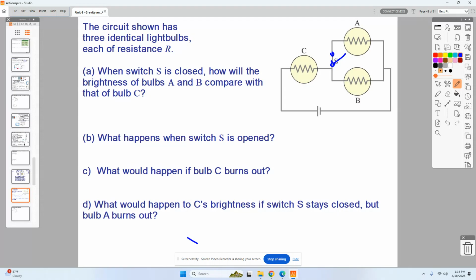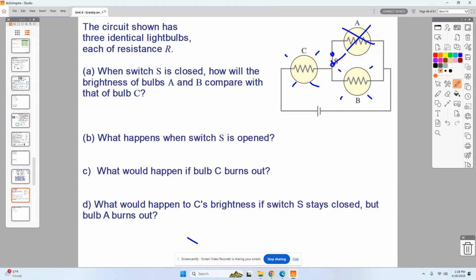It'd be a series circuit instead, and C and B would then just be in series. So what would happen? They would have the same brightness. These would be equally as bright as each other because that path is gone. What would happen to the brightness of C compared to the previous trial? It would decrease.